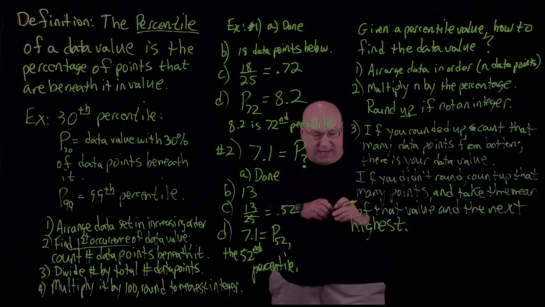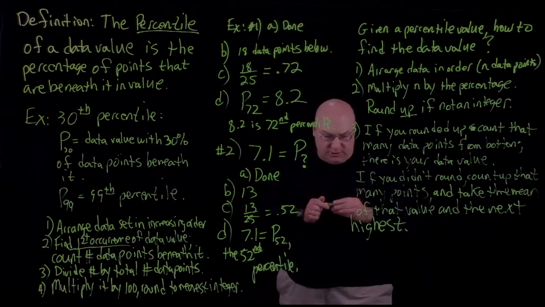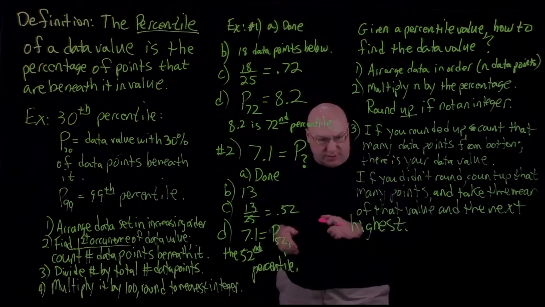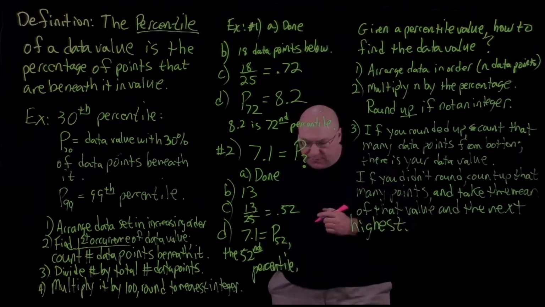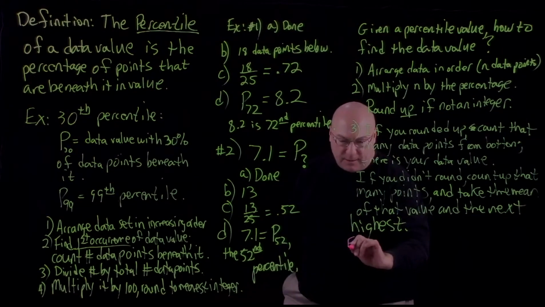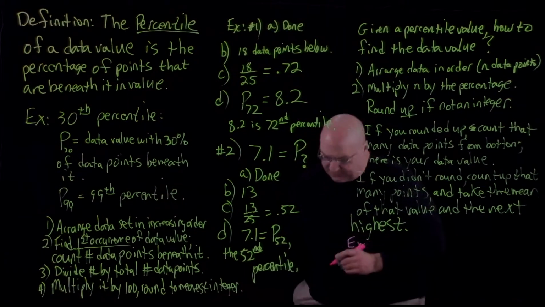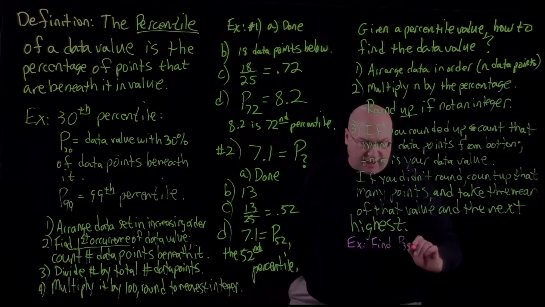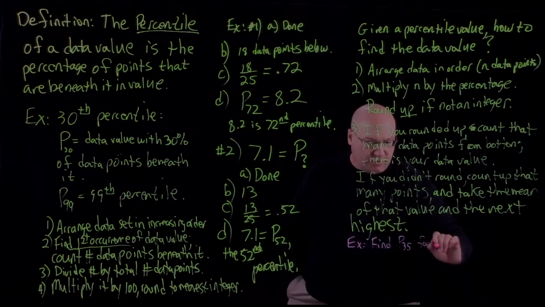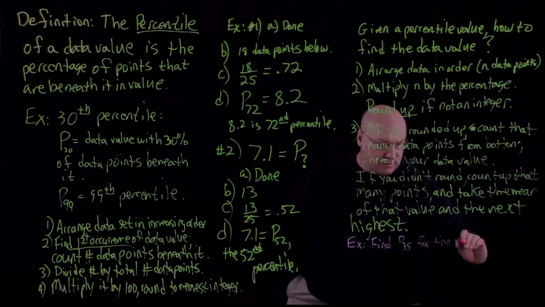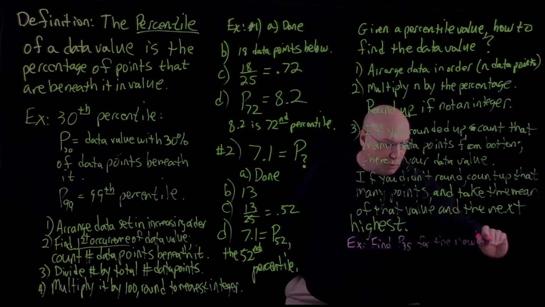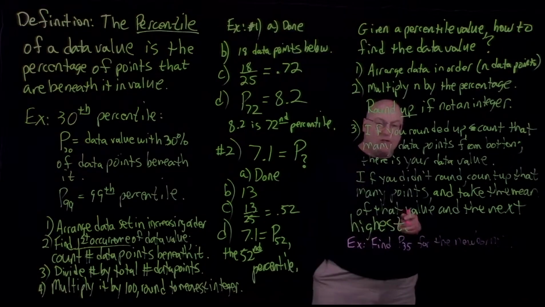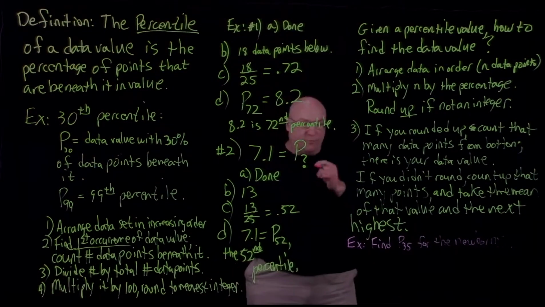Well, I want to do two examples here. I don't know if I'm going to be able to get both of them in. I might have to do a little erasing, which I don't like to do in the middle of a lecture. So, for example, say find P35 for the set of newborn weights. All right? Based on this, pause me and see if you can do it, and then we'll go through and do it.